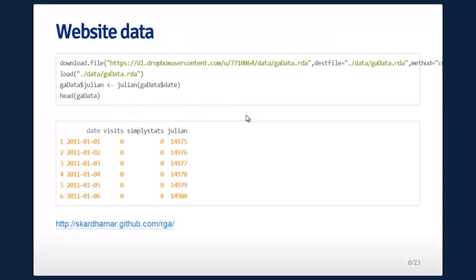So here it is. You can get it. I think Jeff put it on Dropbox. The Julian dates are a count in number of days from a specific date. The nice thing about R is that when it prints it out, it prints it in a nice format, as we can see.